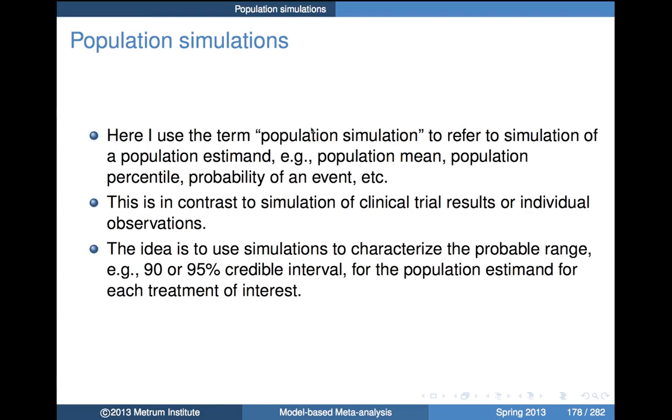Now, typically when we're doing trial simulations, the idea is we want to simulate the results or the probable range of results you would expect to see when you administer a treatment to a finite population. So one of the important characteristics is the population is some finite sample size, and one of the questions that you may be trying to address is what that sample size ought to be. So you're looking at a limited sample size.